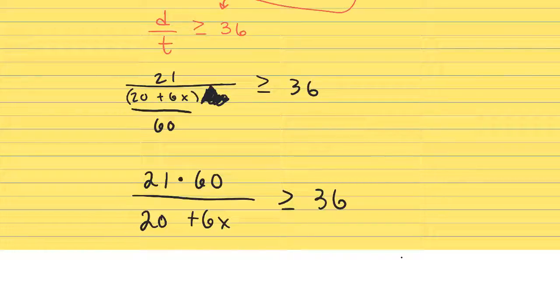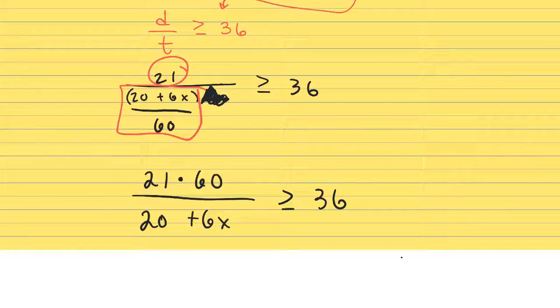Sean, what's up? Wait, wouldn't you also have to multiply 36 by 60? Now, I'm not multiplying both sides. I'm recognizing that this is division by a fraction, isn't it? And when you divide by a fraction, what should you really be doing? You should be multiplying by the reciprocal. The reciprocal of that number is 60 over the quantity 20 plus 6x. The reciprocal is the flip of it. The 60 is up top and the 20 plus 6x is in the bottom. I'm not multiplying both sides by 60.